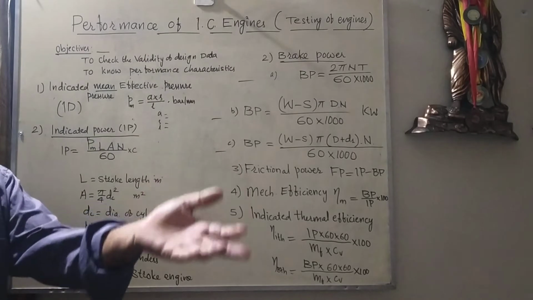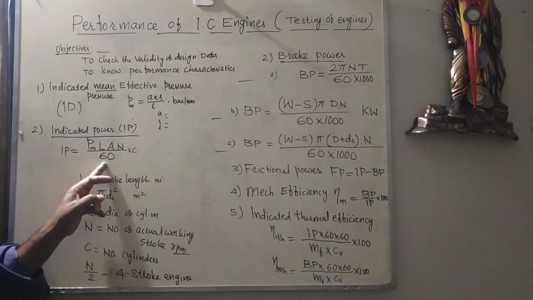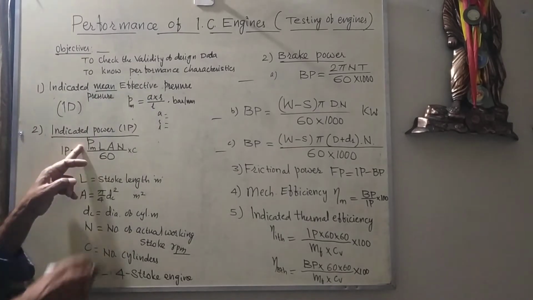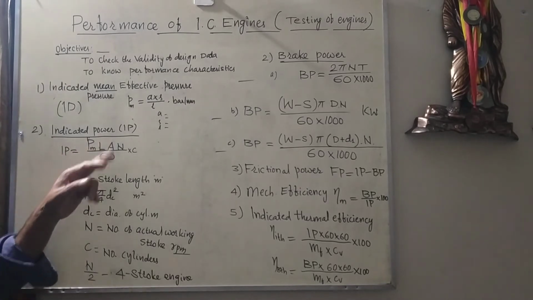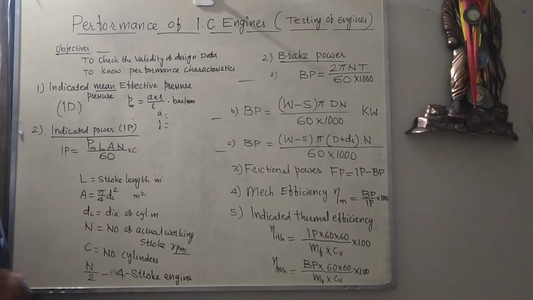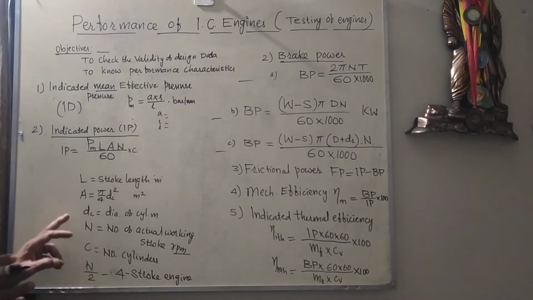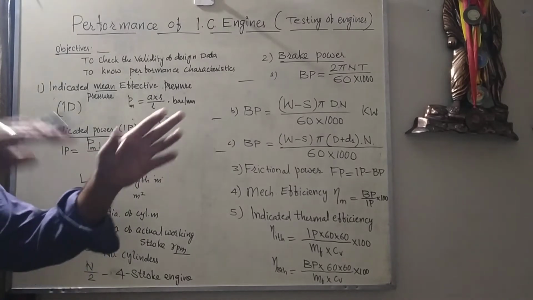How can we calculate it mathematically? IP is equal to P M L A N divided by 60, into C. Where PM is the indicated mean effective pressure in bar or kilonewton per meter square, L is the stroke length, the distance between TDC and BDC, and A is the area of the cylinder, from the diameter of the piston or cylinder.